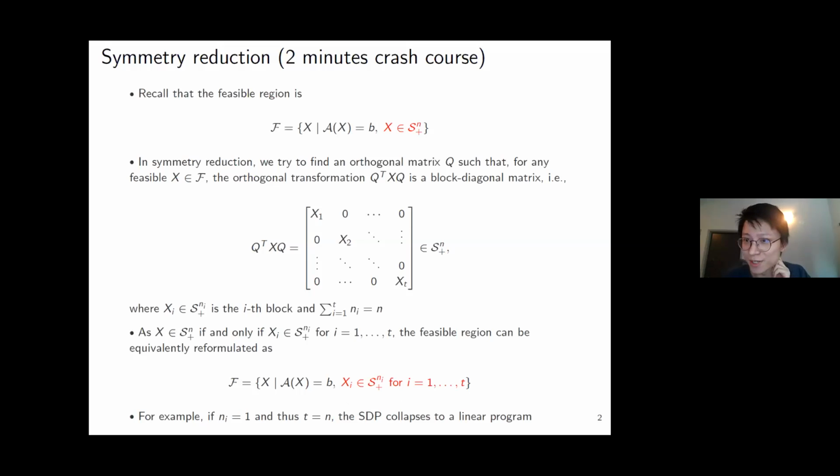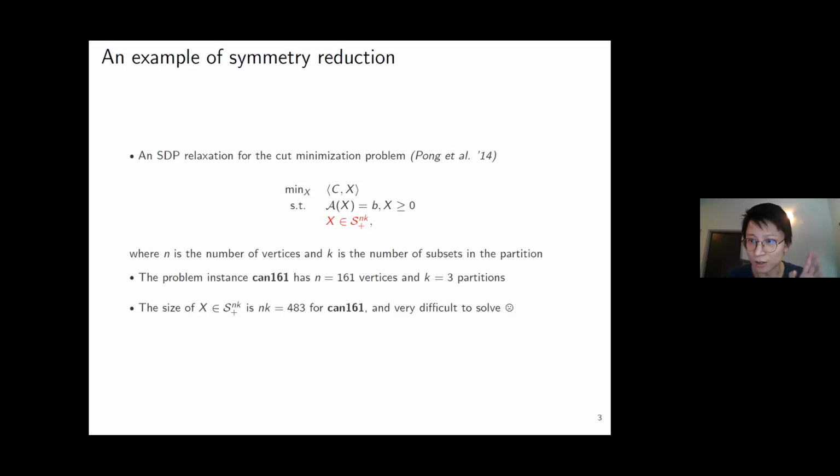And this is not a crazy theoretical example. In practice, there are examples where you can see that an SDP relaxation collapses into a linear program. A concrete example: this is an SDP relaxation for the cut minimization problem, where X is a PSD variable. I will skip the actual problem definition, which is not important here anyway.